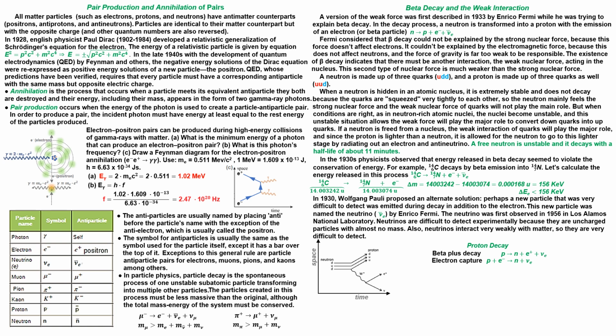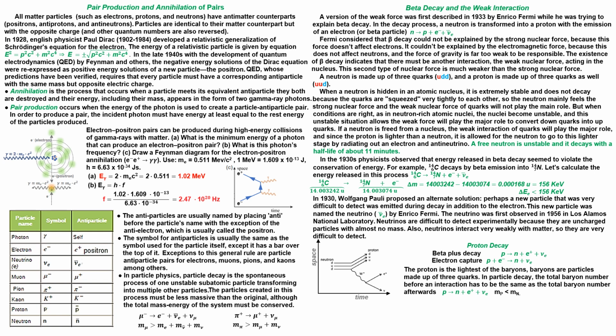A free proton from a nucleus is stable and it is very simple to understand. The proton is the lightest of the baryons. Baryons are particles made up of 3 quarks. In particle decay, the total baryon number before an interaction has to be the same as the total baryon number afterwards. Since proton decay violates the conservation of baryon number and the conservation of mass, protons are very stable particles. The mean life for protons is approximately 10 to the power of 33 years.